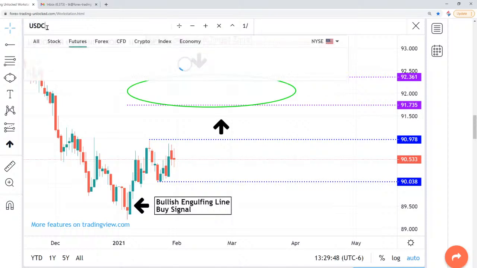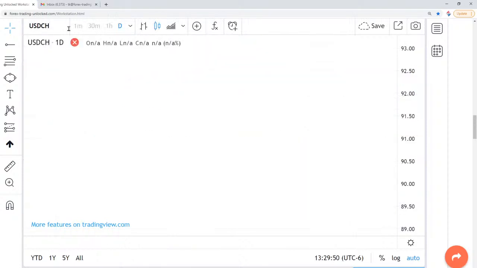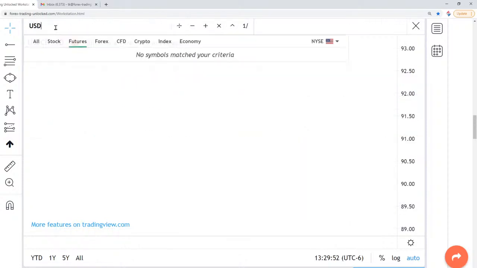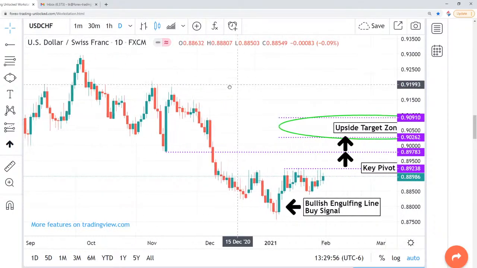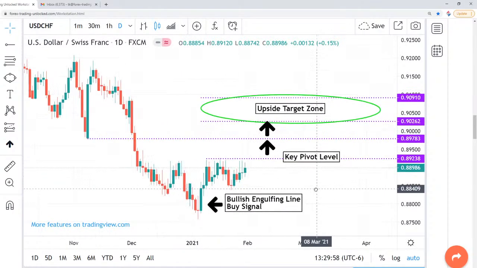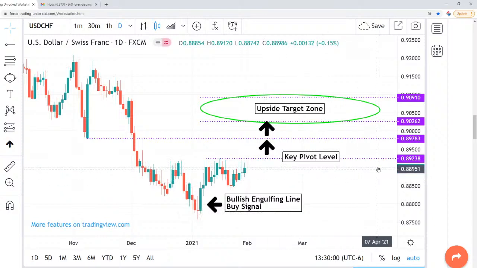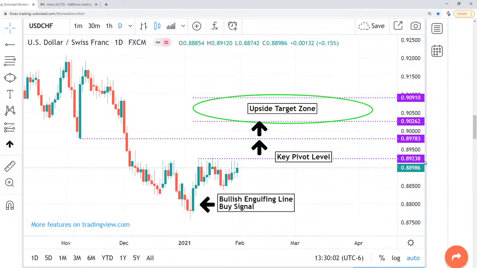And what does that mean for the US dollar Swiss? That would mean that this US dollar Swiss is very likely going to be doing the same thing. At that point, it should have breached this key pivot level here at 89.23, and then I would think there would be enough buying momentum to fuel a spike up to 89.78.